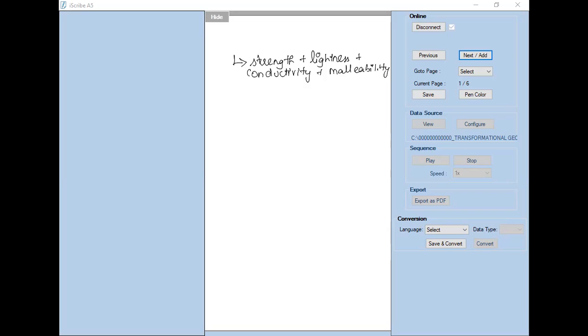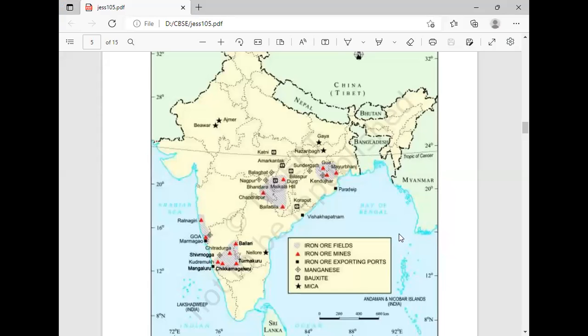So where can we find bauxite deposits? Again, I will show you the map. Can you locate bauxite here? Can you see Koraput? Yes, sir. Can you see Maikala Hills? Yes, sir. Can you see Amarkantak Plateau in Madhya Pradesh? Can you see Bilaspur in Chhattisgarh? Yes. Okay, so these are the regions where we get bauxite. Understand?